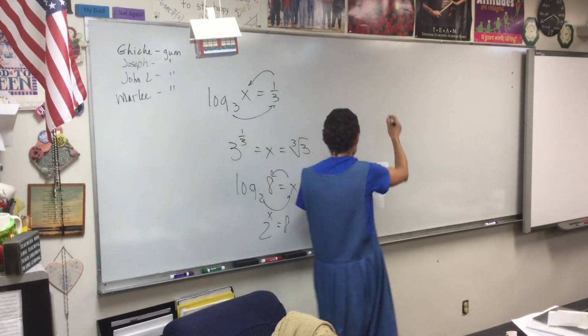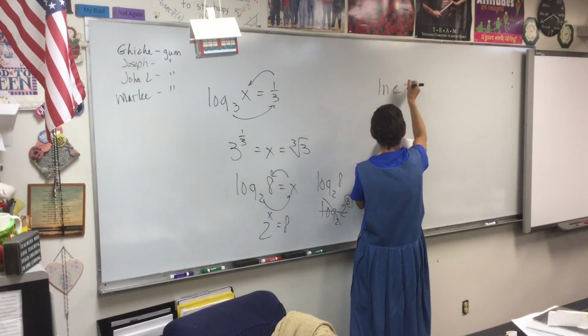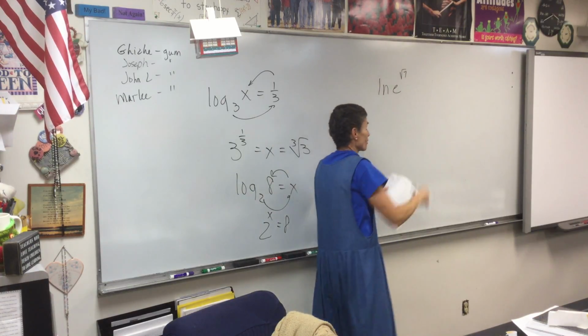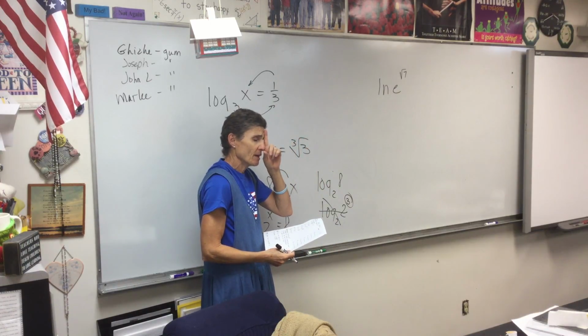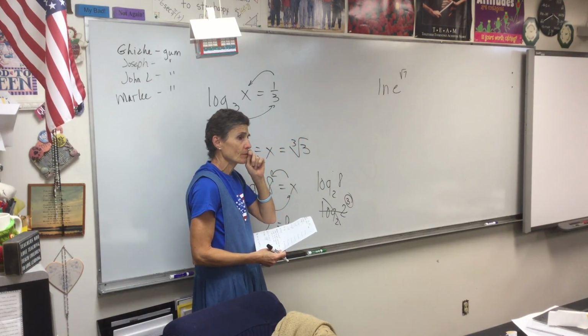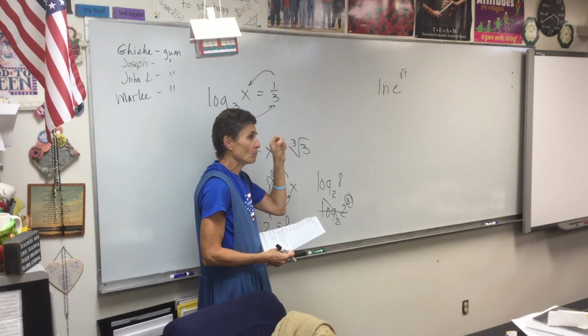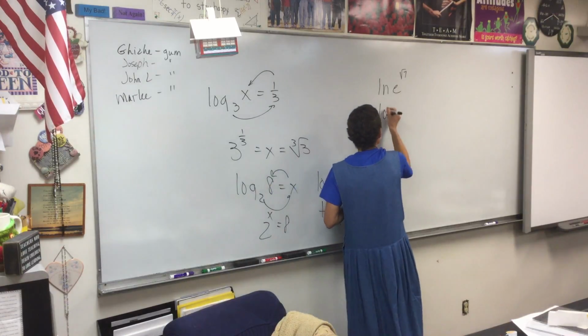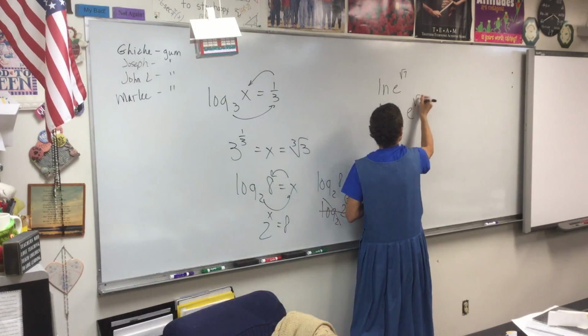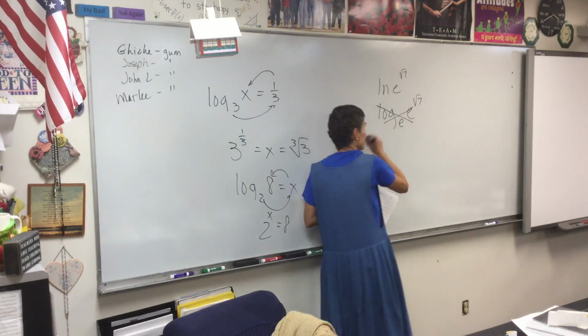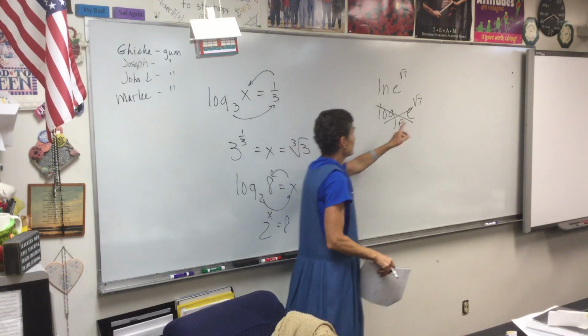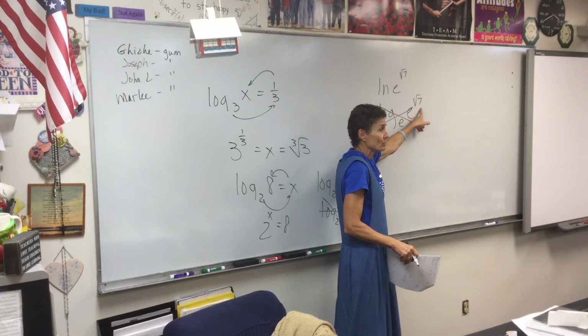Okay, so next one. This just looks hard. It doesn't make any sense to me the way it is. But then I remember something. What is ln? Natural log. It's a natural log, but what is it? Log base e. So this is really the log base e of e to the root 7. What happens to the log base e of e? Gone. So the answer is root 7.